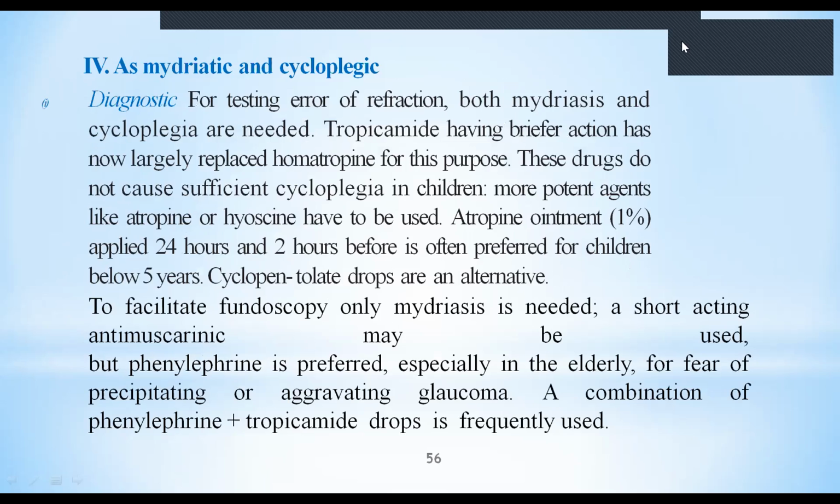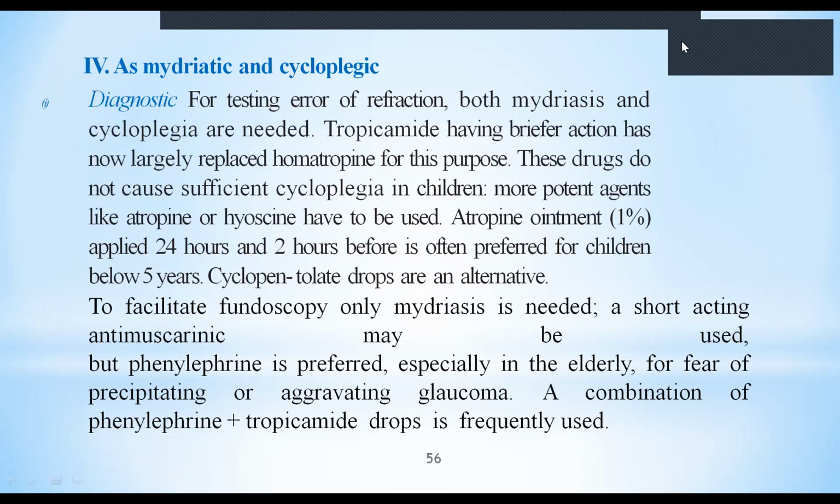And the anticholinergic drugs are also used as mydriatic and cycloplegic for the diagnostic aspect, especially for testing errors of refraction. Both mydriasis and cycloplegia are needed. So tropicamide, having better action, has now largely replaced homatropine for this purpose. These drugs do not cause sufficient cycloplegia in children, and more potent agents like atropine or hyoscine have been used.